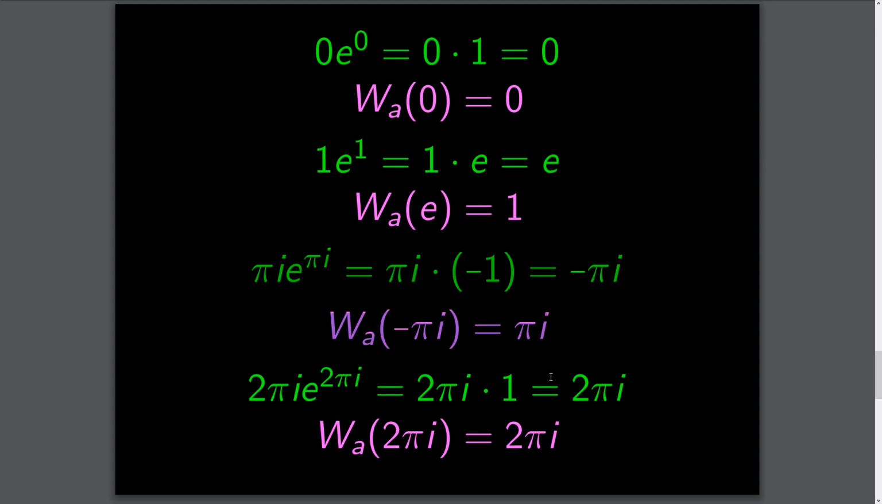So these are two more examples. For example, this one: pi i times e to the pi i is going to be pi i multiplied by -1 because of the Euler identity, which is going to be minus pi i, which means that the Lambert multivalued function is going to assign pi i to minus pi i. And there is another example in which we substitute 2 pi i, and it's going to conclude that 2 pi i is a fixed point of the Lambert multivalued function.